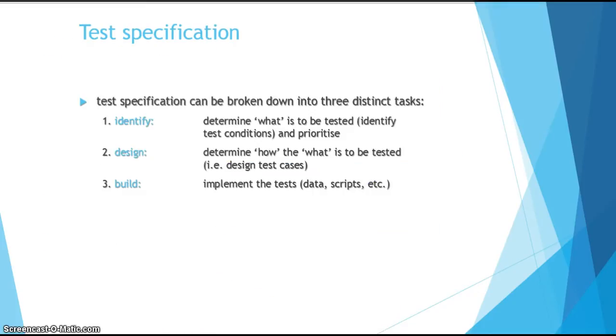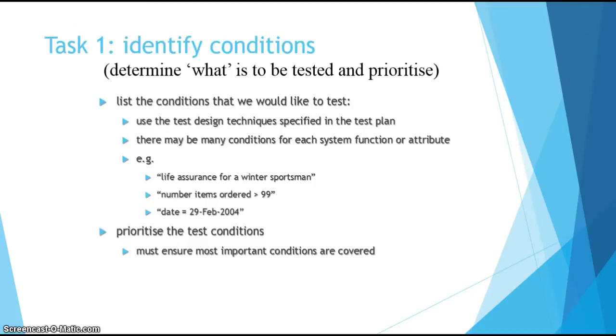Okay, for a test, you need to identify, design and build, right? So you have to determine what is to be tested, design how, based on what you picked up in the previous step, step 1, and implement the test over there. So you identify conditions which you would like to test.